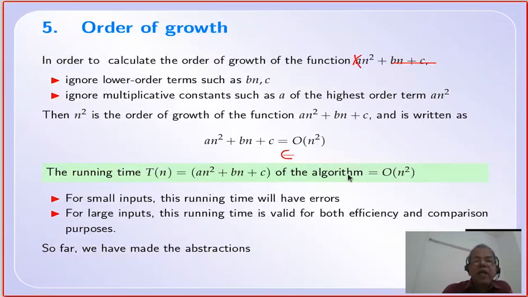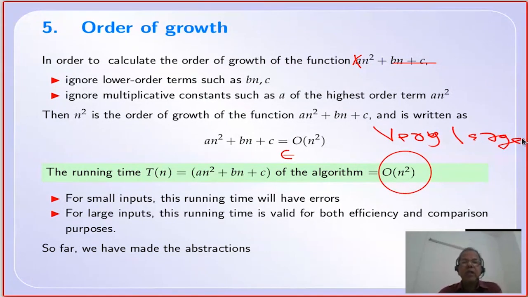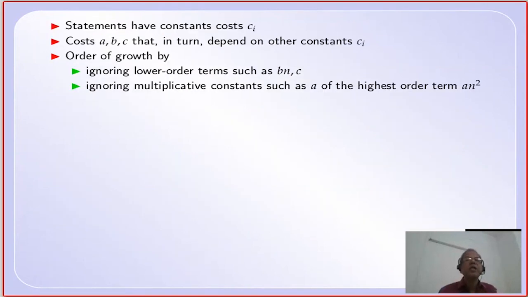The running time T of n of the algorithm is big O of n squared. For small inputs, this running time will have errors. For large inputs, this running time is valid. This big O of n squared is valid for very large inputs, for both efficiency and comparison purposes. So we have made the abstractions. Statements have constant cost Ci, that in turn depend on other constants. Order of growth is approximated by ignoring lower order terms such as b n, c, and ignoring multiplicative constants.